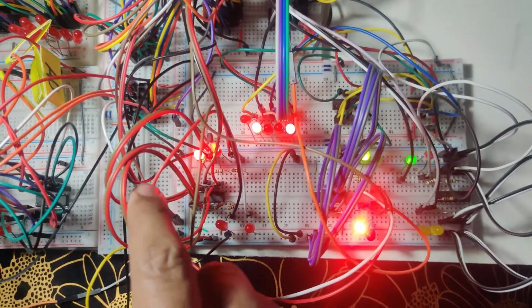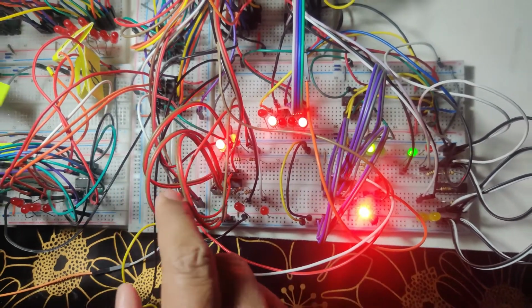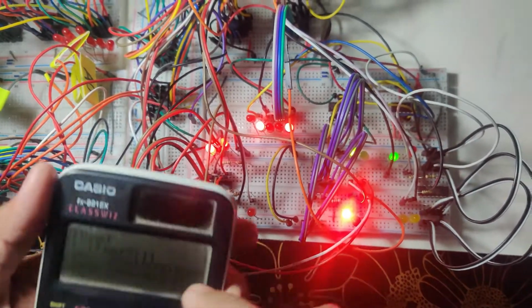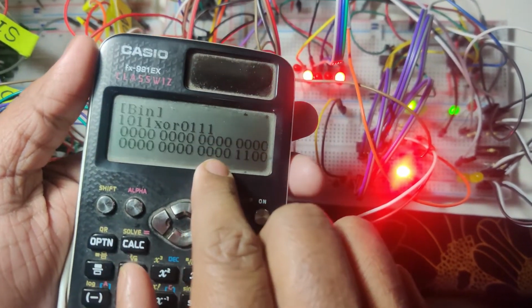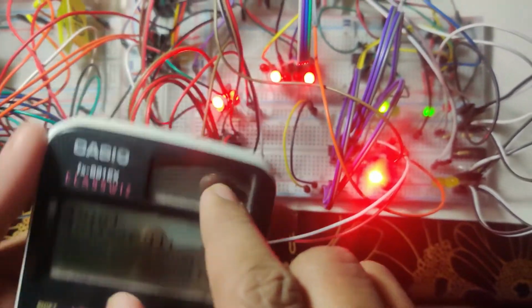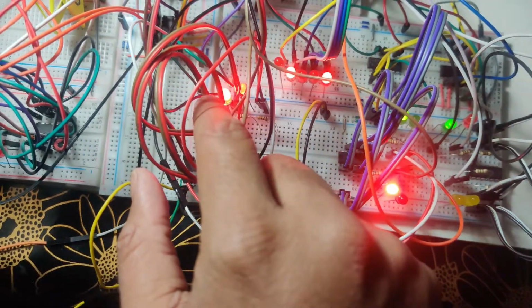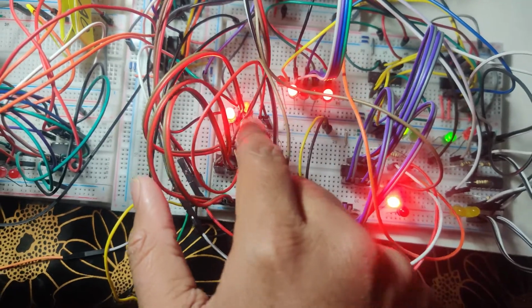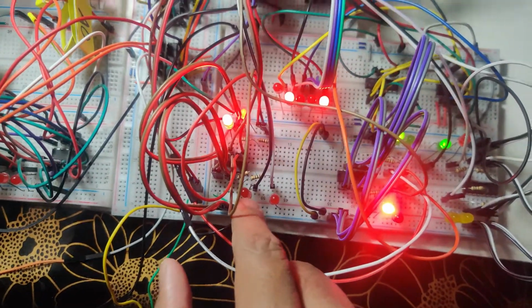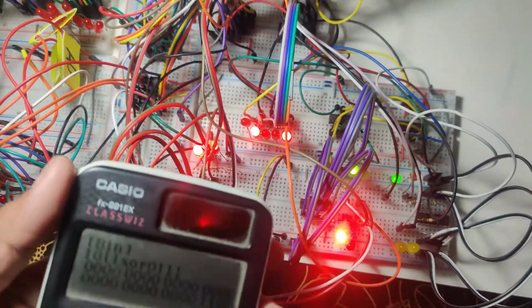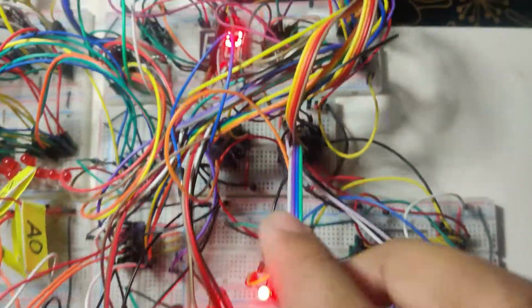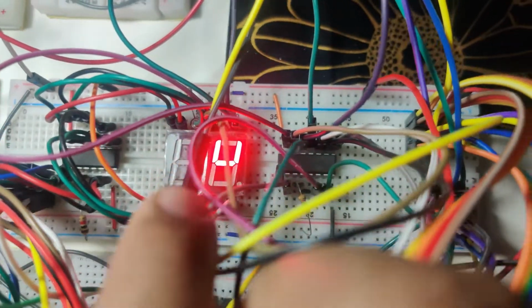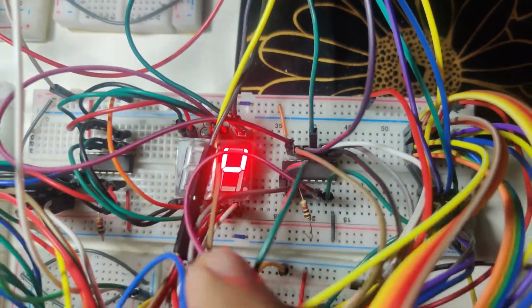I will be shifting to the logical XOR gate. Our input is 1011 XOR 0111, and our output will be 1100. And from the circuit we can see that the output is 1100, and the hexadecimal value of 1100 will be C. From our 7 segment display, we can see that our output is C.